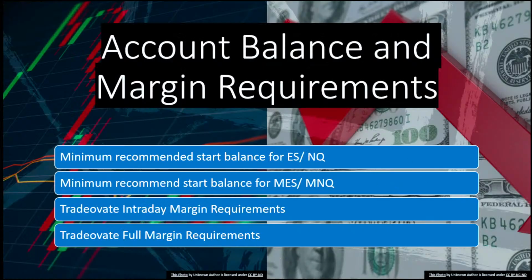All right, so let's talk about account balance and margin requirements. And again, I'm going to mostly reference Tradovate because that's just what I know. So we'll talk about that there. Again, I'm not affiliated with Tradovate or NinjaTrader. So in general, to trade 1 ES or NQ, I would recommend a minimum, absolute minimum of $2,500 in your account. However, I highly suggest at least $5,000 in your account.